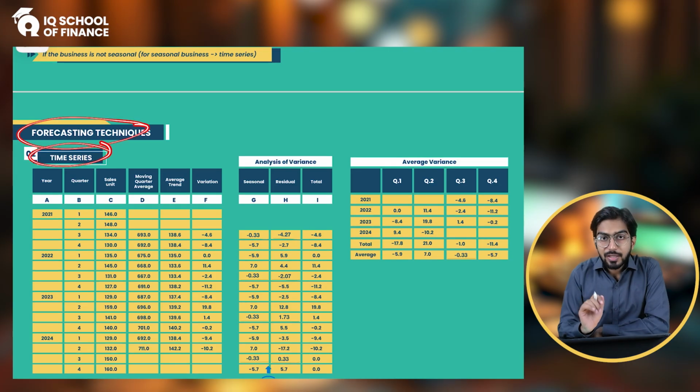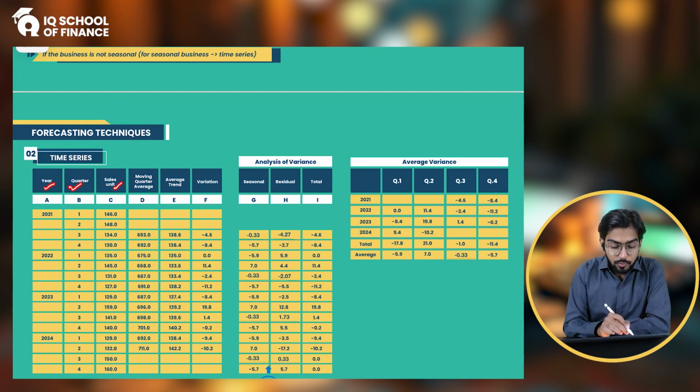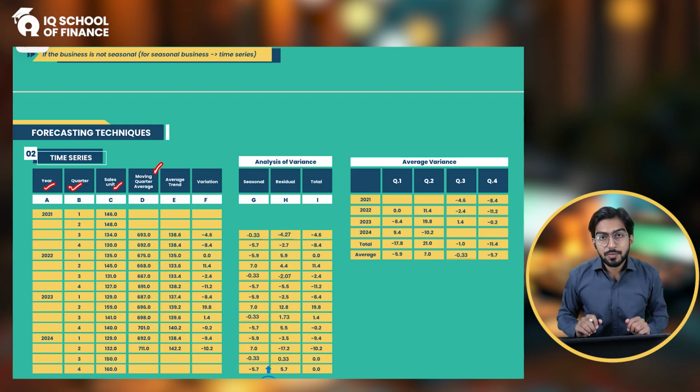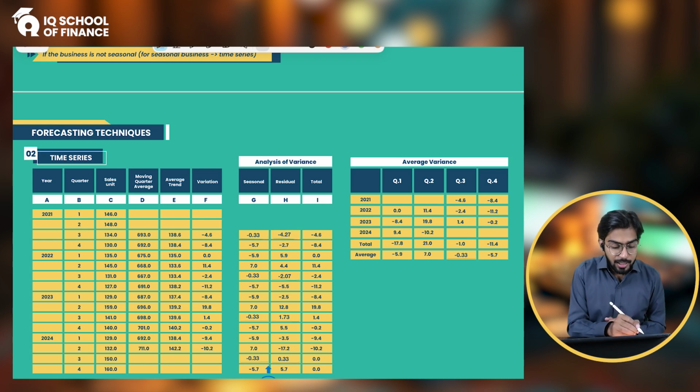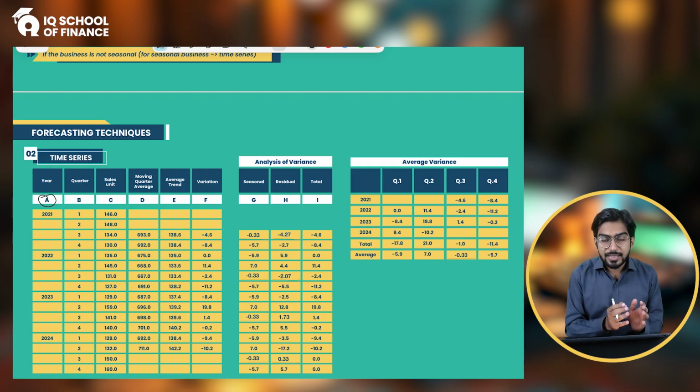So in the exam, you would be given these 1, 2, 3 and 4 columns. Let me first tell you what we have in these 4 columns, and then I'll tell you what you need to do. If I focus on column A, this column A presents the year. The year column is 2021, 2022, 2023 and 2024.